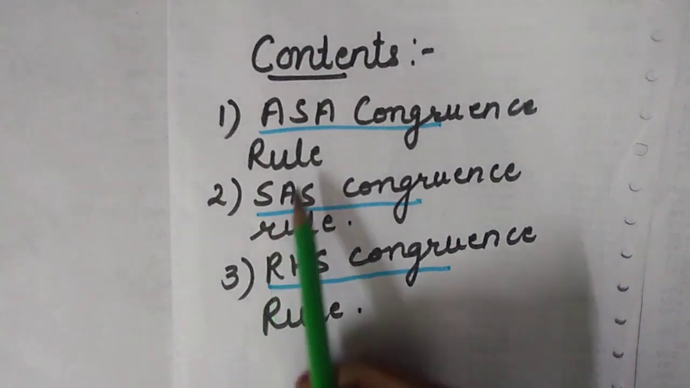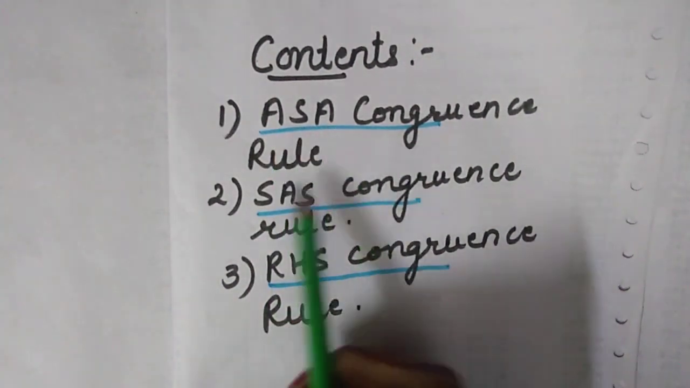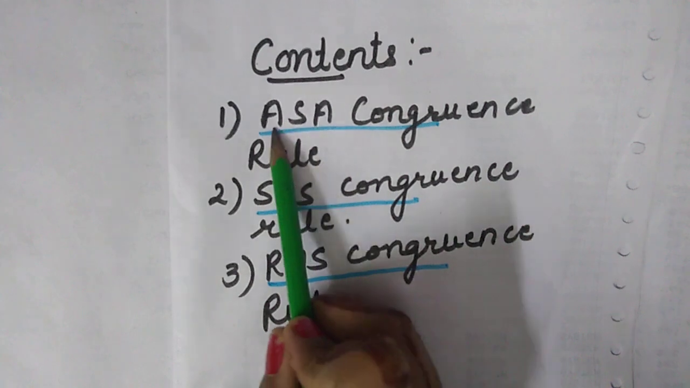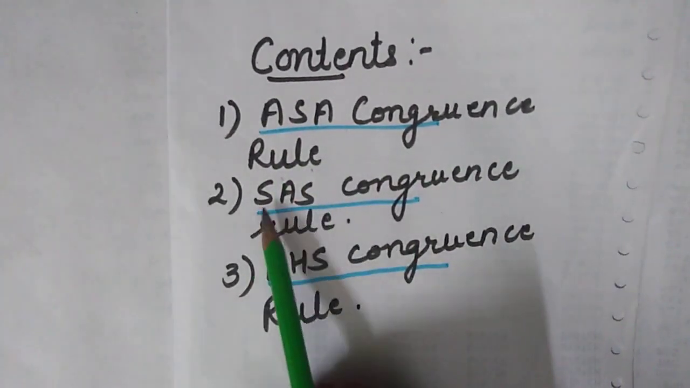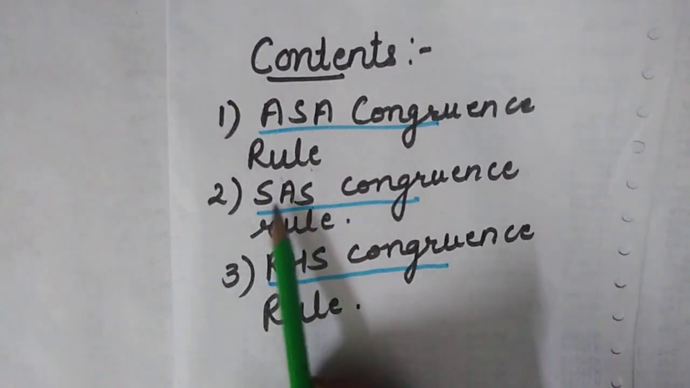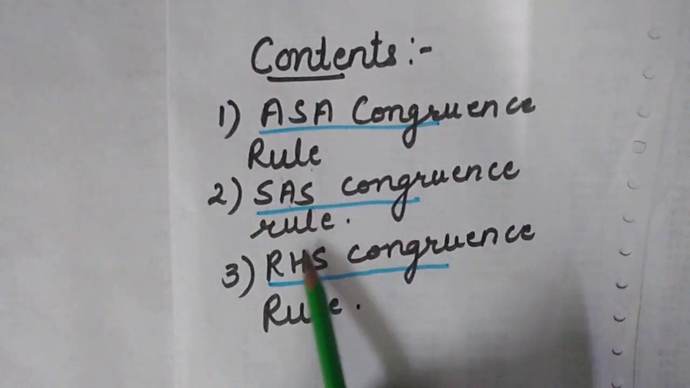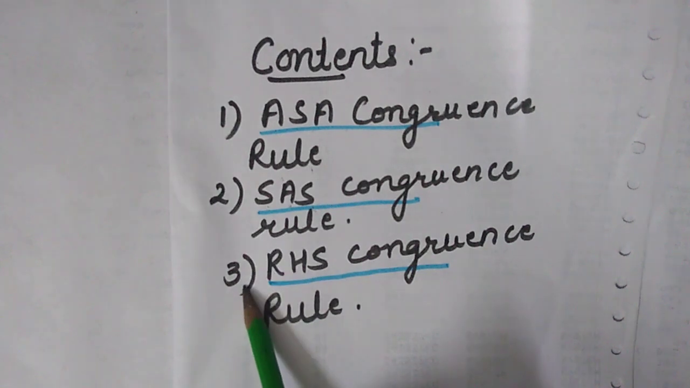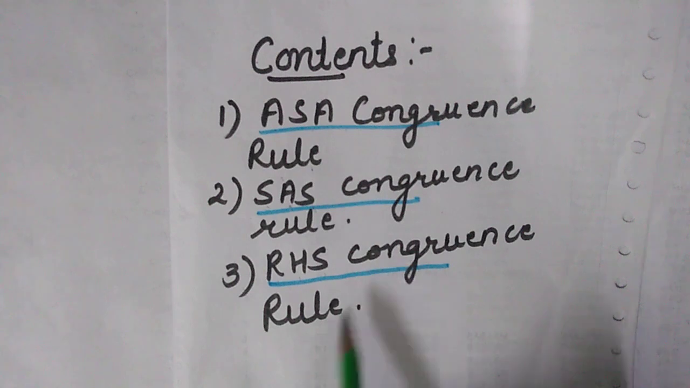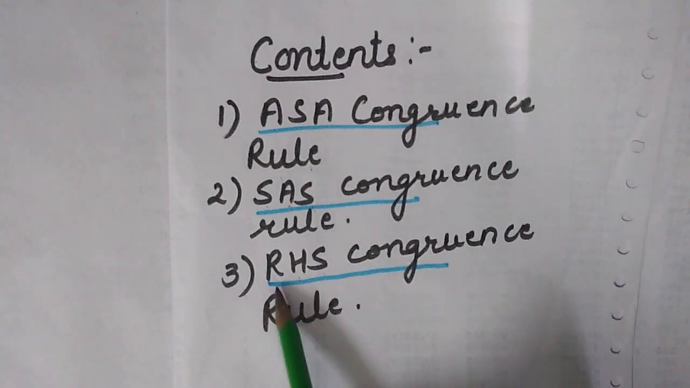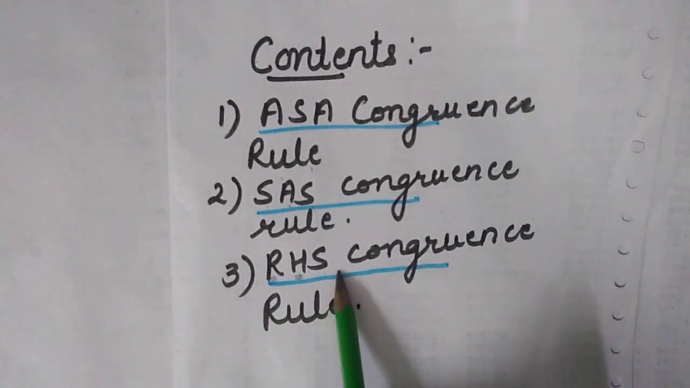And that are, first one is ASA congruence rule, that is angle side angle congruence rule. Second one is SAS, means side angle side congruence rule. And the third one we will discuss today is RHS congruence rule. It stands for right, hypotenuse and side.